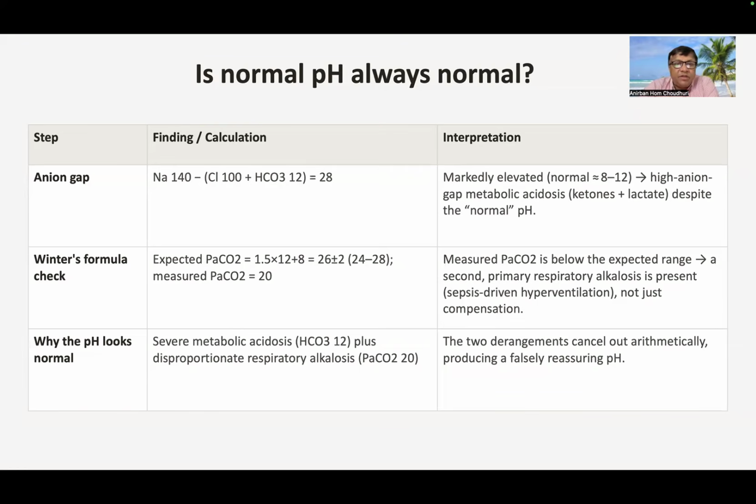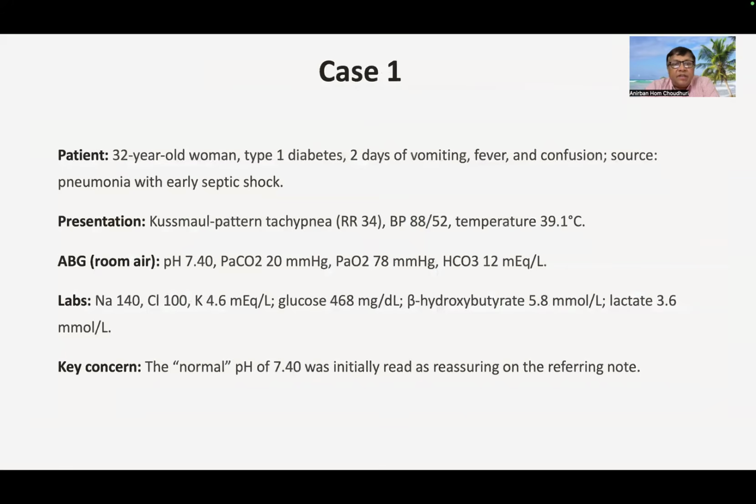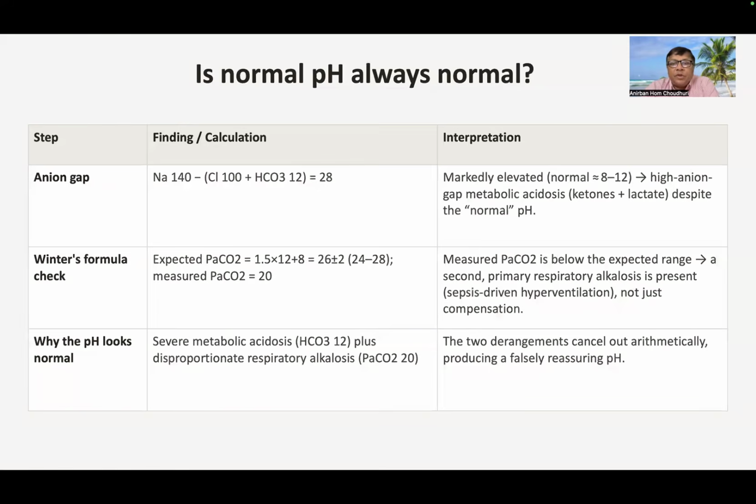So if we apply the Winter's formula, the expected PCO2 would be about 1.5 into 12 plus 8, which is 26, plus or minus 2. So in the range of 24 to 28. But the measured PCO2 here, as you can see, is 20. So the measured PCO2 is below the expected range, which means that there is a second primary respiratory alkalosis already present, which in this case may be because of sepsis-driven hyperventilation. It is not just compensation.